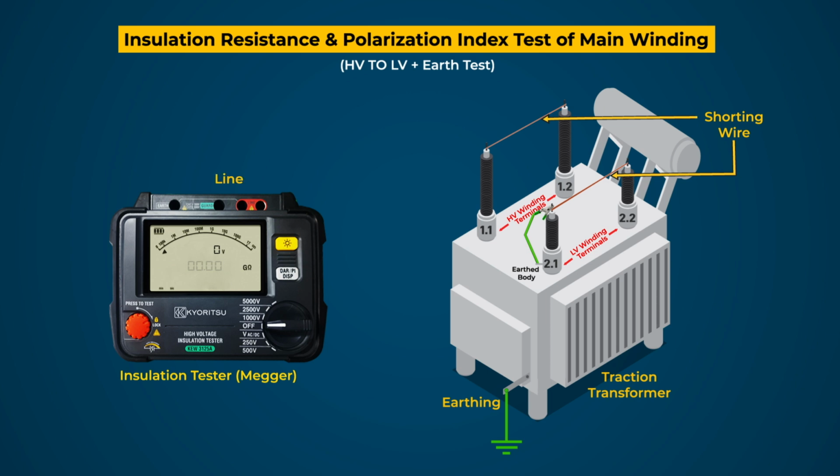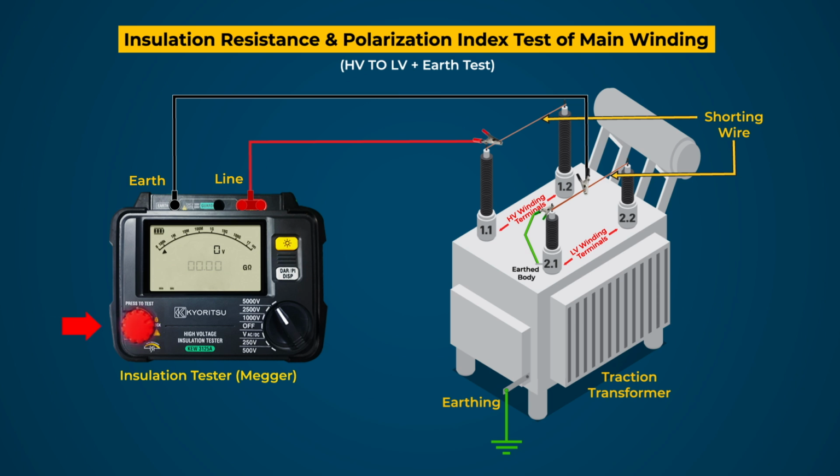Now connect the line terminal of the tester to HV and the earth terminal of the tester to LV. After that, check all the connections and select the DC voltage level to 5 kV of the tester. Finally, the setup is ready to perform the test.